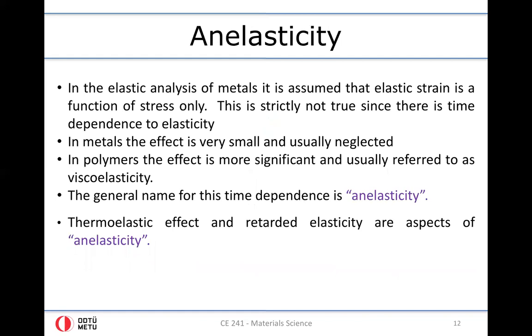So in the elastic analysis of metals, it is assumed that elastic strain is a function of stress only. When it comes to elasticity at small deformations, we do it in general. But this is not strictly true because, as you see, depending upon the rate of the loading, you observe some deviations. Therefore, the stress-strain response is also a function of time. This is very small in metals, but in polymers it is more pronounced, and it becomes much more pronounced if you increase the loading rates and also the load levels. And then this is generally referred to as viscoelastic response.